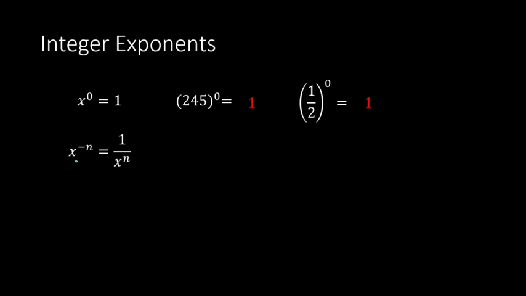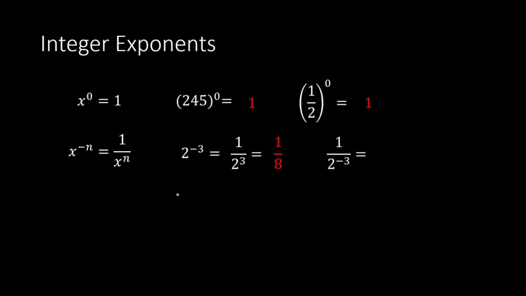Next we have negative exponents. So here we have x to the negative n power. A negative exponent does not mean a negative number, but what it means is that we have a fraction. So what we do is we put 1 over, and then we do x to the positive n power. So for example, if we had 2 to the negative third power, we could write that as 1 over 2 to the positive third power, and 2 to the third power is 8, so that would equal 1 over 8.